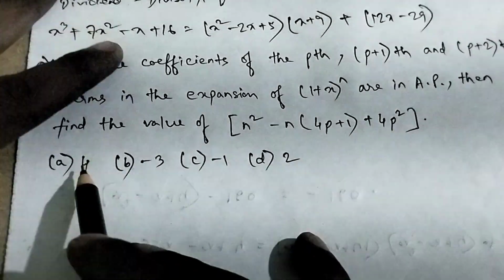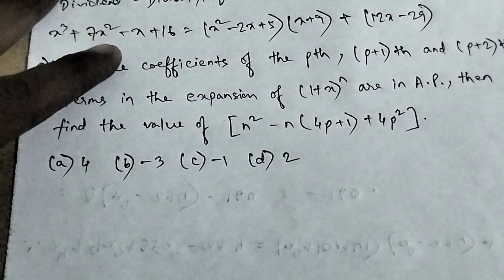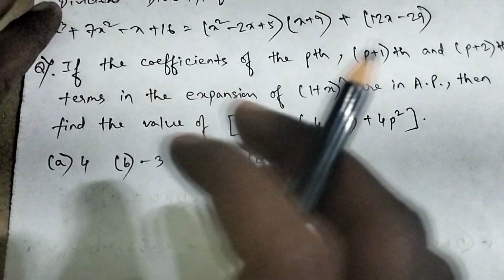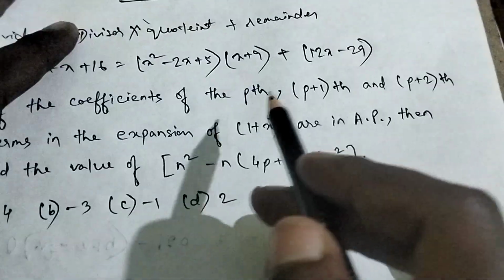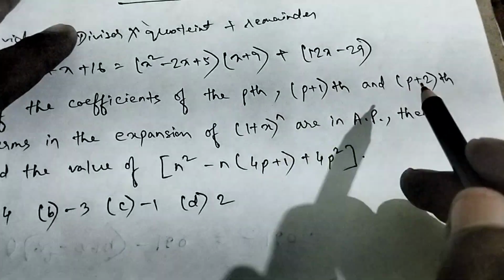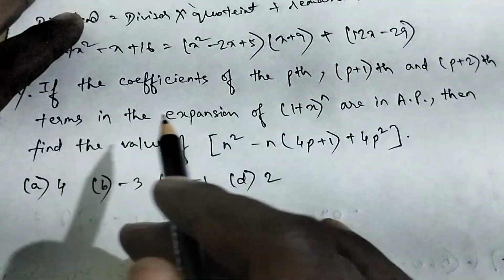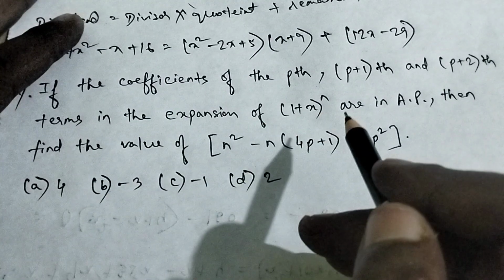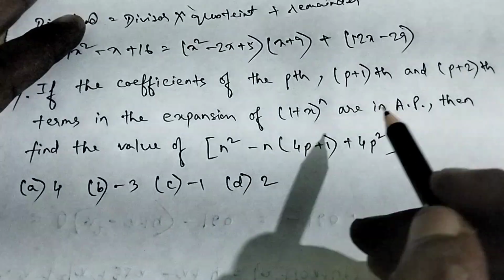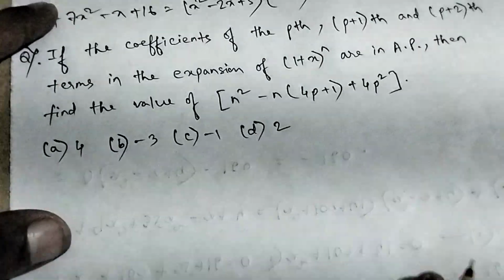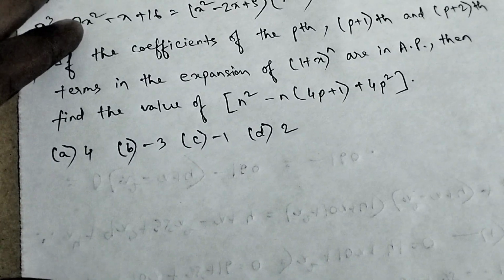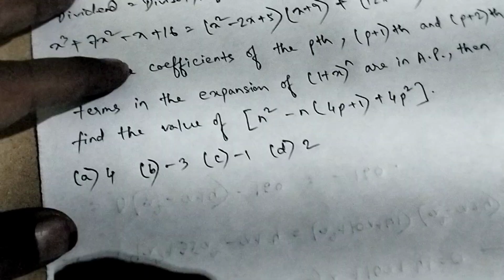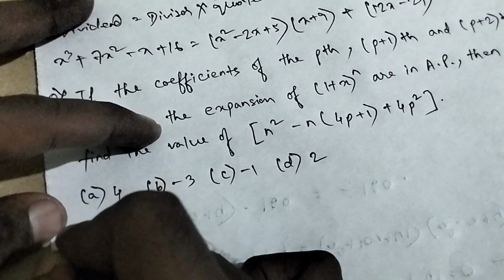Four options have been given to us. We have to find which one is correct. Clear? If the coefficients of the pth, p plus 1th and p plus 2th terms in the expansion of (1 plus x) to the power n are in AP, then find the value of this expression. Very important sum for joint entrance examination. So let's start the solution.